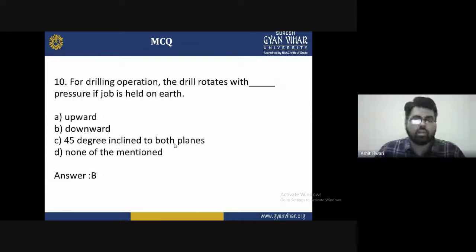And the last, tenth question, is for the drill operation. The drill rotates with the pressure if the job is held on earth. So the options are A, upward; B, downward; C, 45 degrees inclined to both planes; D, none of the mentioned. So the correct answer is B, downward action.